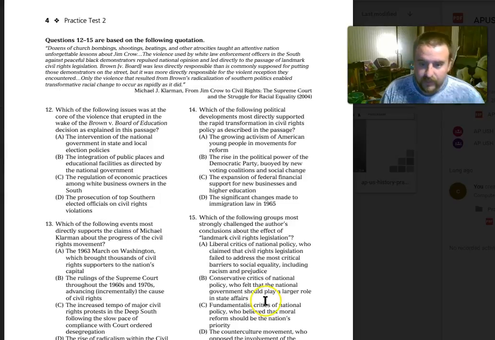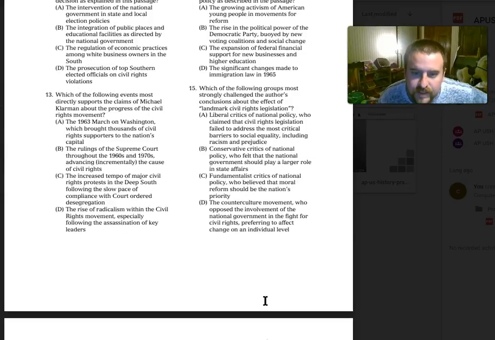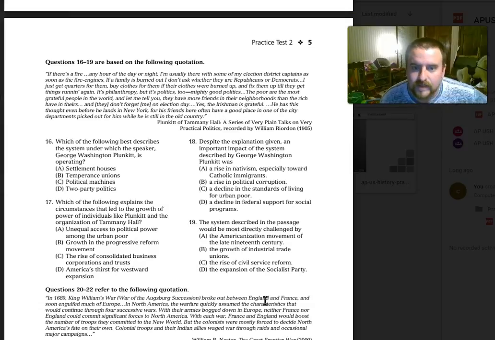Alright, deep breath time. Let's see. 17. Alright, so 17 is dealing with Plunkitt of Tammany Hall. And Tammany Hall should automatically spring into your mind political corruption, dirty politics, late 1800s, early 1900s. This guy is about as sleazy as possible. We're taking a look at this, and he's talking about how he's just helping everybody out, and they will vote for him because he's scratched their back. Now they'll scratch his.